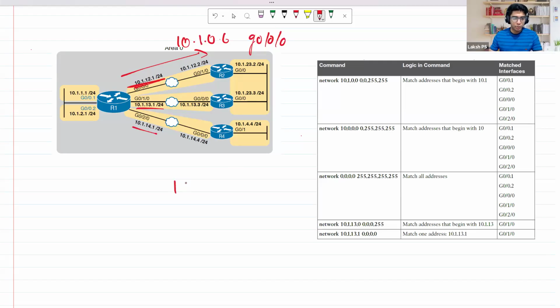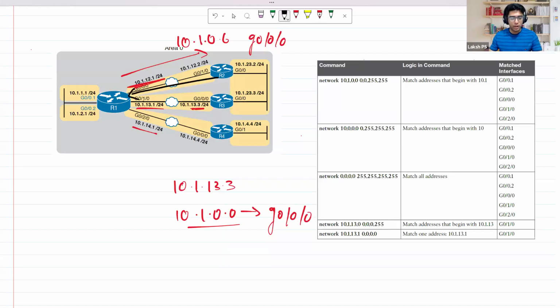Okay, so let's say R2 gets that 10.1.13, it needs to send the data to 10.1.13.3, which is R3's interface. 10.1.13.3 is a part of 10.1.0.0, correct? And to reach this particular network, it needs to send the data out of G000. So R2 will send the data to R1.